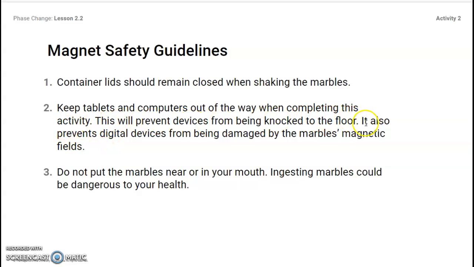That's going to prevent them not only from being knocked onto the floor, but it prevents them from being damaged by these magnetic marbles. Getting magnets near certain things that have memory can erase those memory cards, so you don't want it near those. Don't put the marbles in or near your mouth. Ingesting marbles, I hope you guys know by now, is absolutely dangerous to your health.